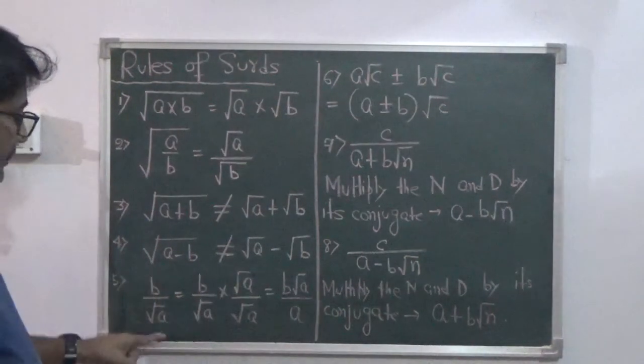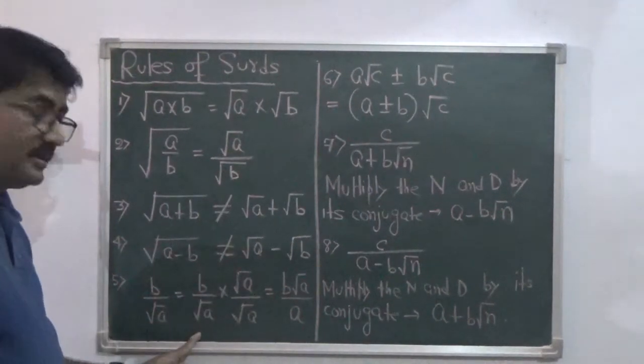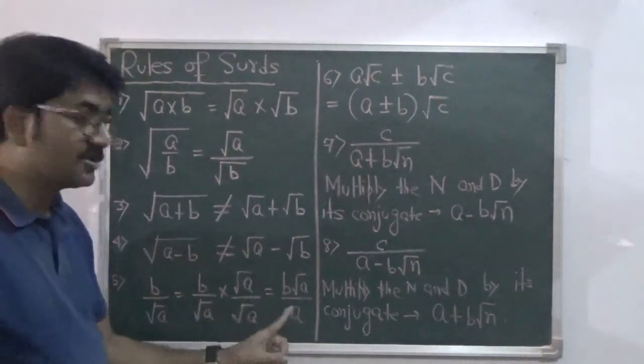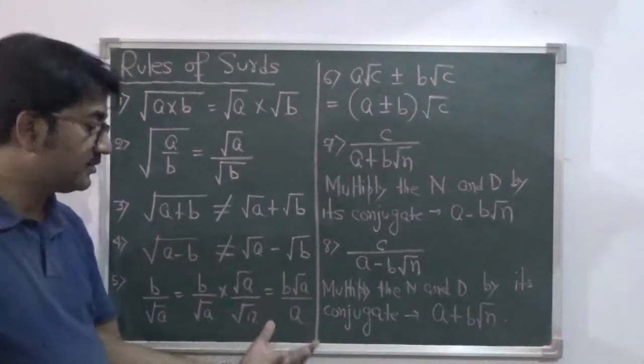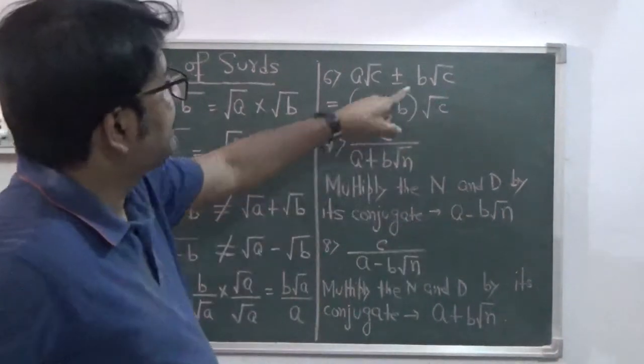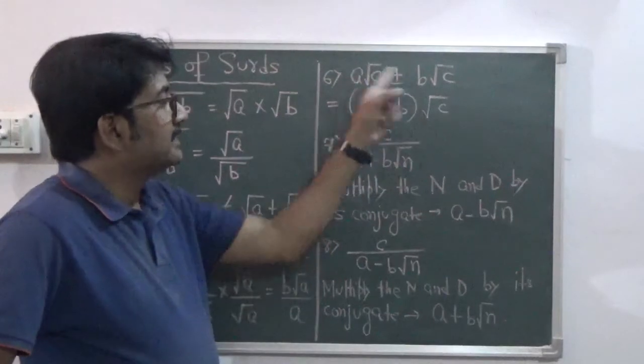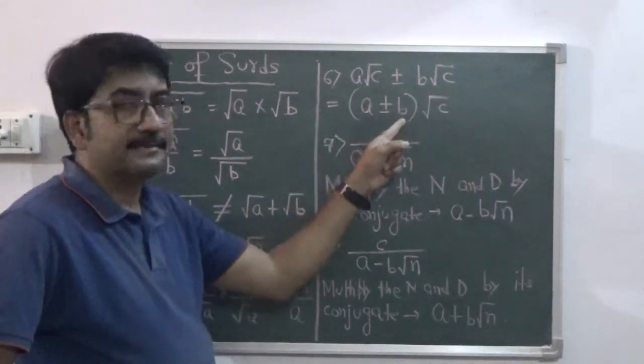If it is B by root A, we multiply the numerator and the denominator by this number to get rid of the irrational nature of the denominator. That is called rationalizing the denominator. We will come to that later on. A root C plus minus B root C: you can see very clearly root C is common, so we take root C common. So A plus minus B.